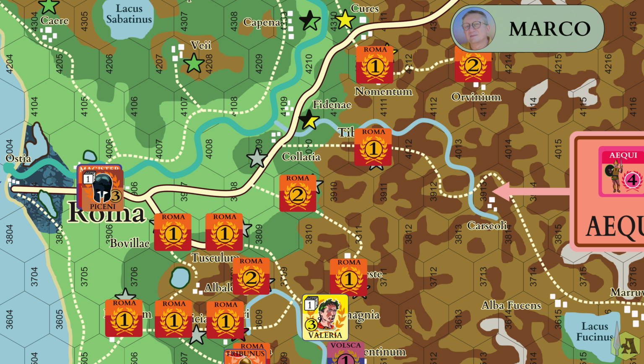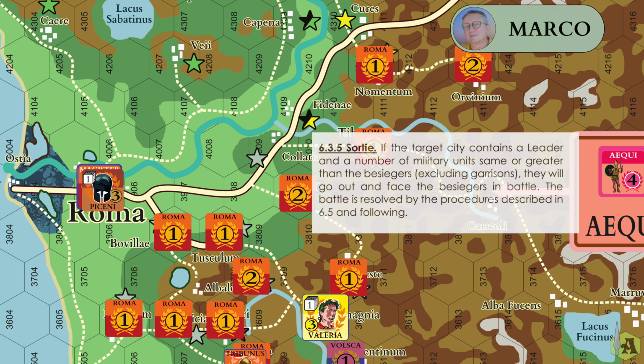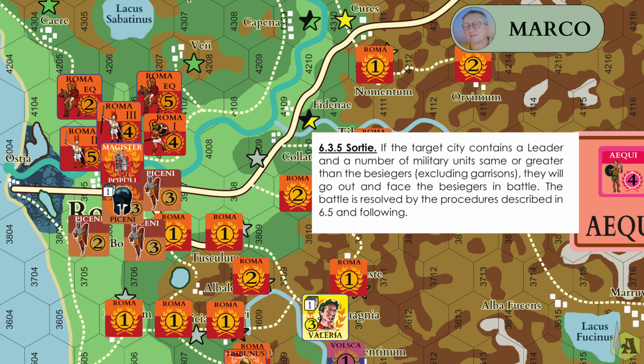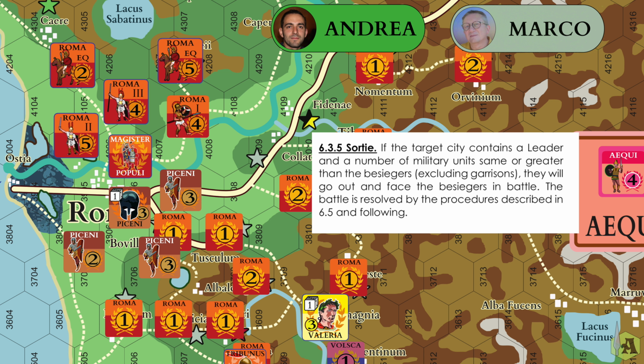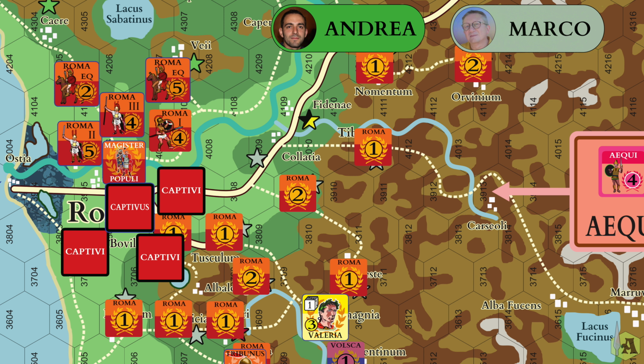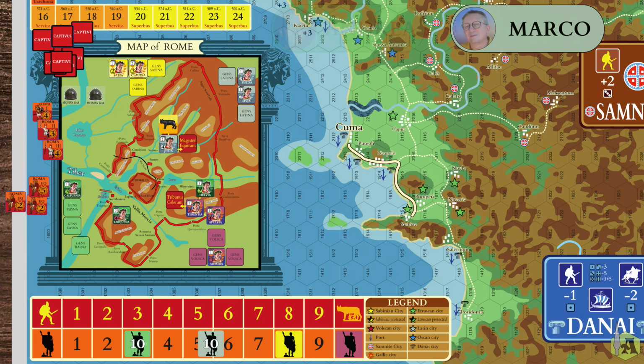He can command up to 4 infantry units and only 2 cavalry. Rule 6.3.5 allows the Magister to go out and attack battle. The Picenian army is destroyed and the enemy captivi are taken to Rome. The Curia of the Latins gains 1 IP and the gratitude of the Romans.